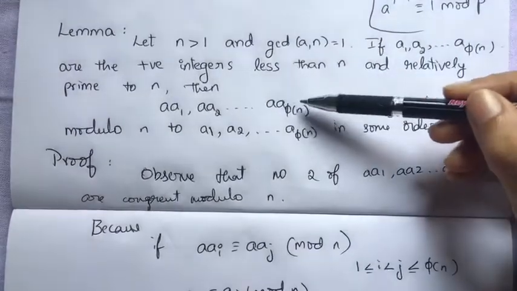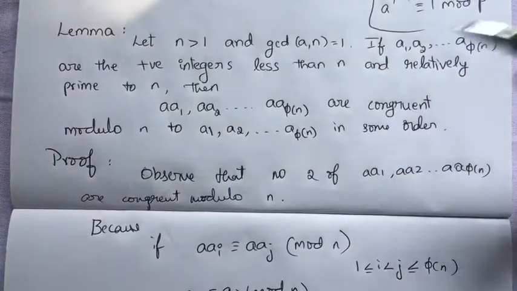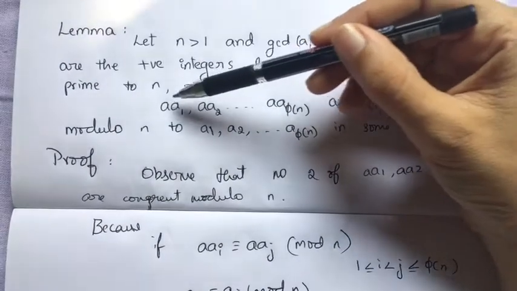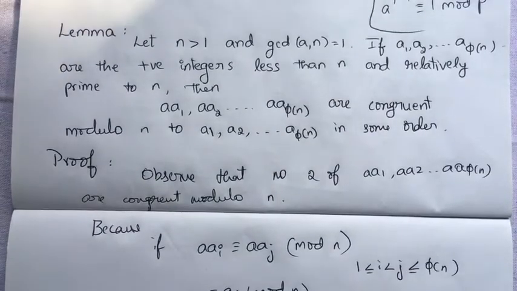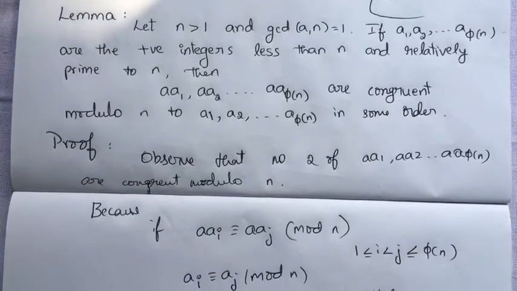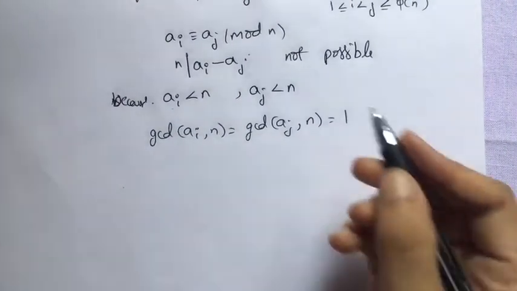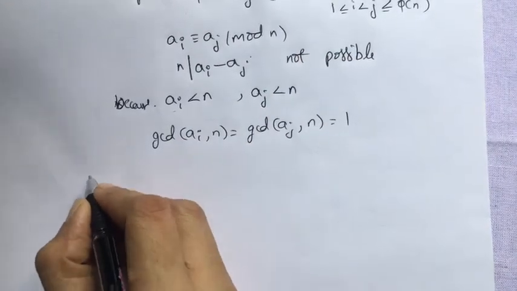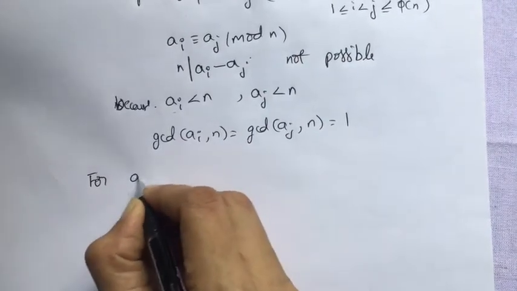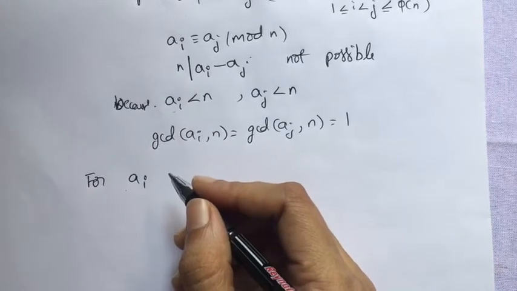Now I have to prove these are congruent to these numbers in some order, not necessarily that a·a1 has to be congruent to a1 mod n or something like that. Okay, so let us see. I'll first consider a particular ai. For ai, there exists a unique integer, say b.